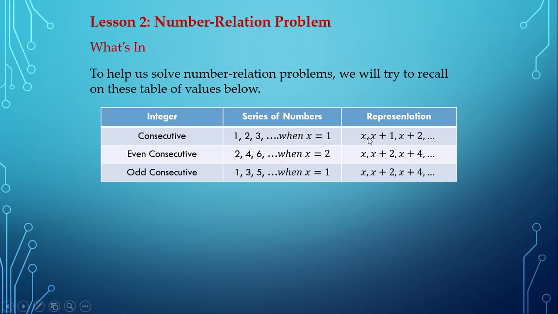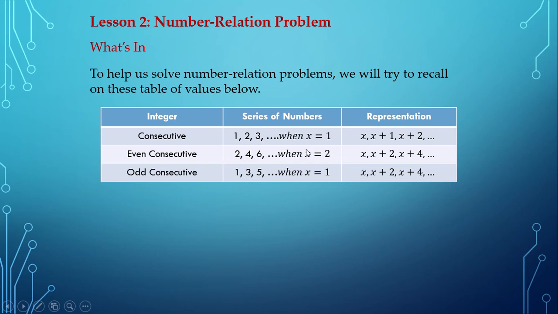To represent that 1 in variables, when x is 1, our first representation is x, and the value of that x is 1. So how do we represent 2? X plus 1, because our value of x is 1, so that is 1 plus 1 is 2. How do we get 3? How do we represent 3? That is x plus 2. Since x is 1, 1 plus 2 is 3.